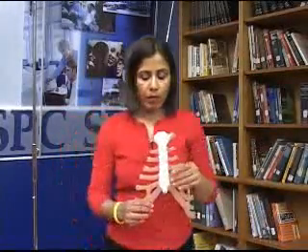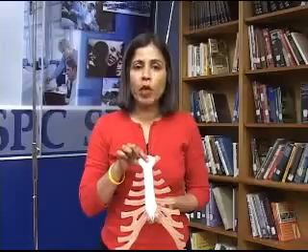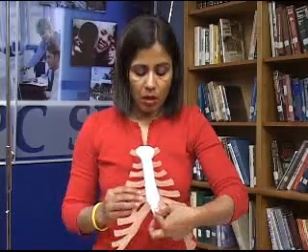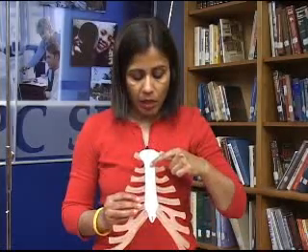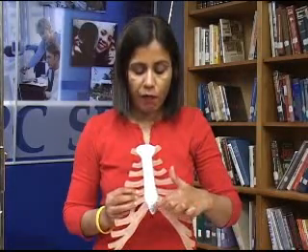Now let's go to the front of the body, where we are going to be looking at the flat sternum. And the sternum has three parts to it. This is the manubrium, the body of the sternum, and the xiphoid process. All three pieces are connected by a bit of fibrocartilage in between, forming fibrocartilaginous joints. So this is the manubriosternal joint, and this is the xiphisternal joint.